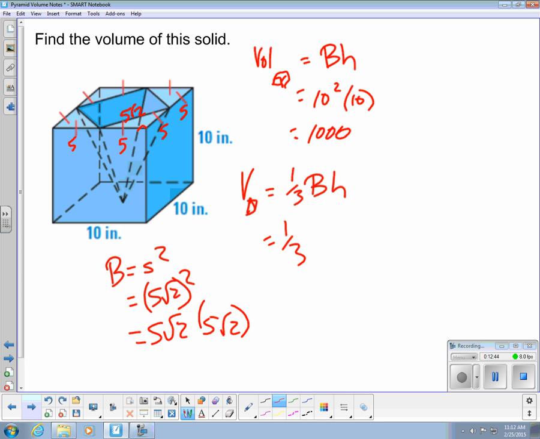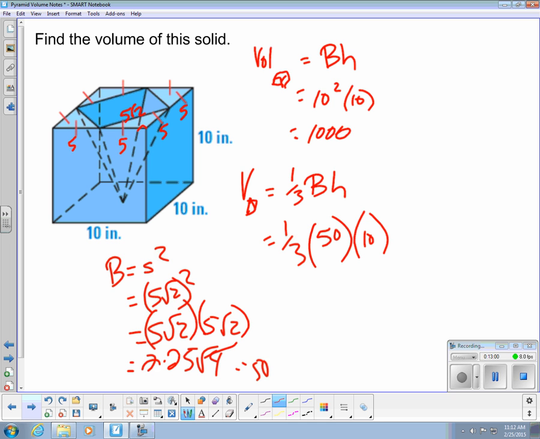I'm going to write it out twice because so many people make a mistake. That's 25 square root of 4. That's a 2. So I get 50 here. So my big B is 50. My height, well, the height of that pyramid is the same as the height of the prism that it's stuck inside of, which would be 10. So I get here 500 over 3 is the volume of my pyramid.